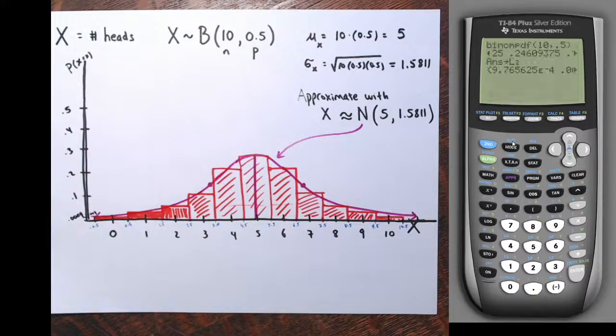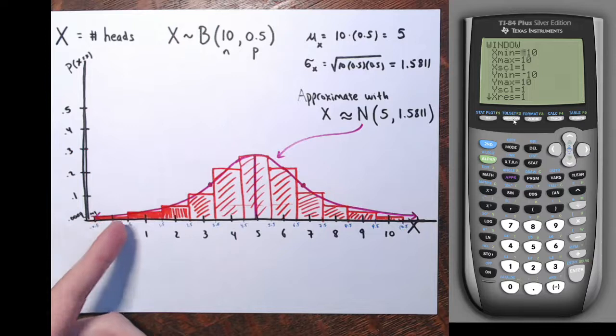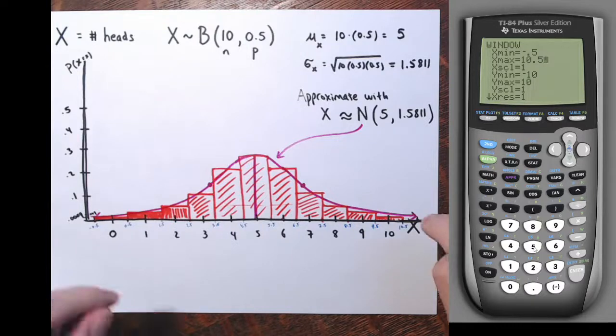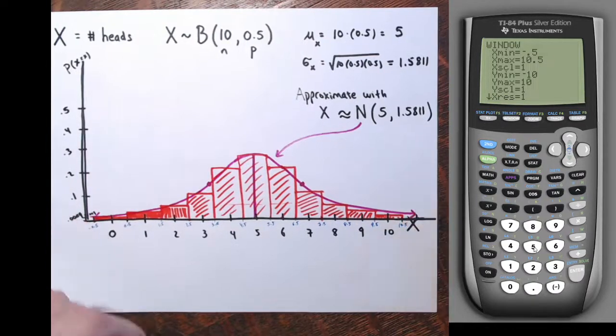Alright, so I'm going to change the window. And I'm going to do it so that I see everything I'm looking at here. I'll start at negative 0.5 for the x min, and go to positive 10.5 for the x max, right, the beginning and end of my bars in my drawing here.